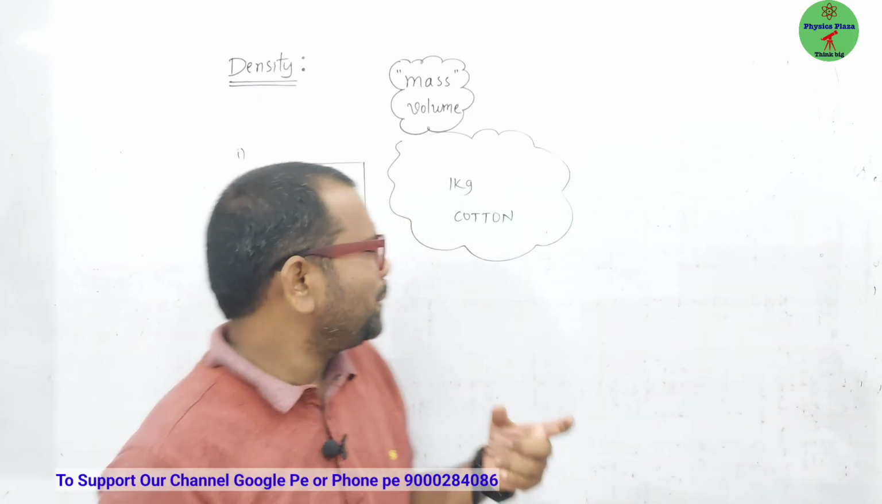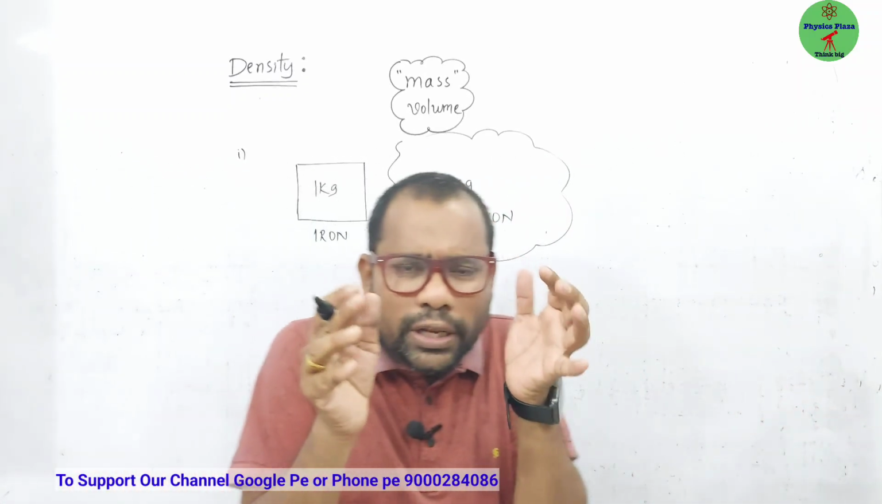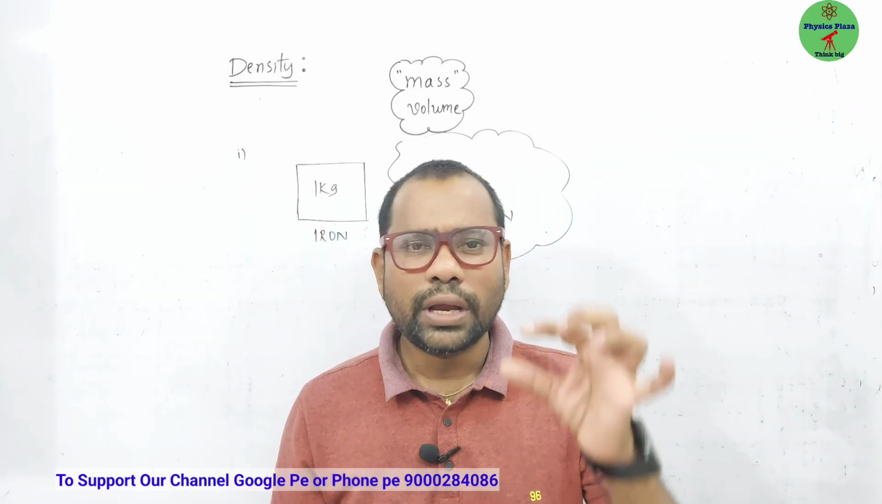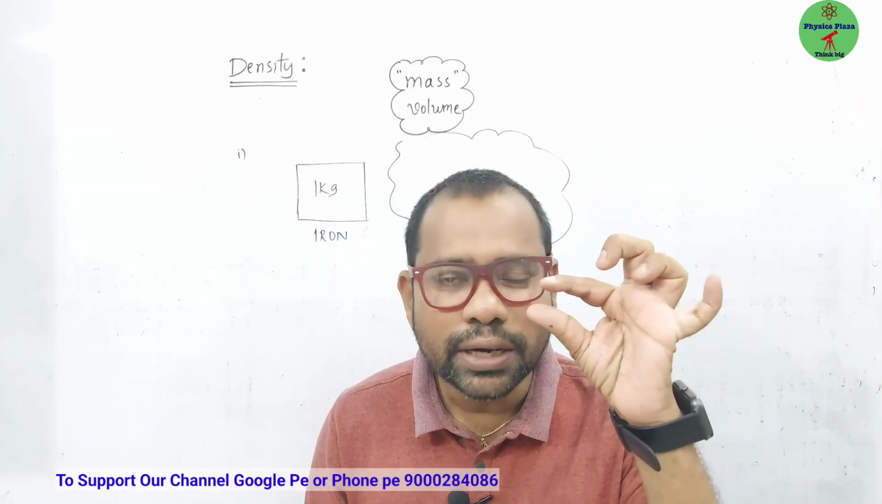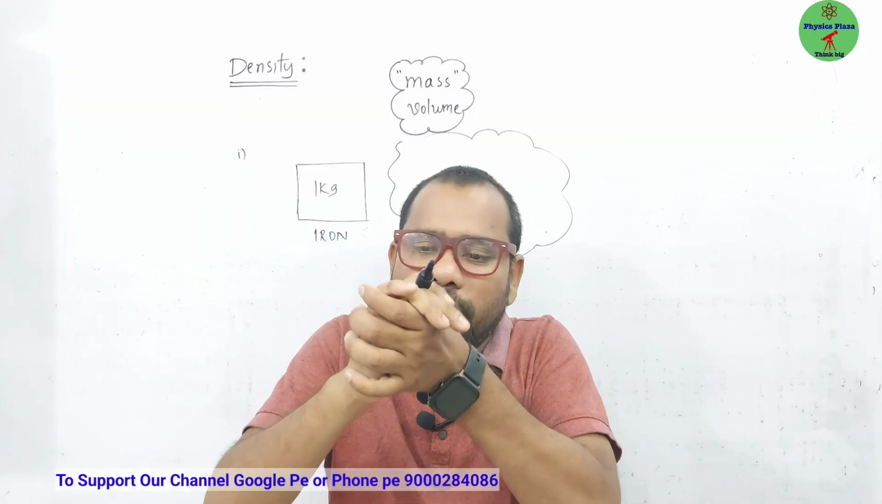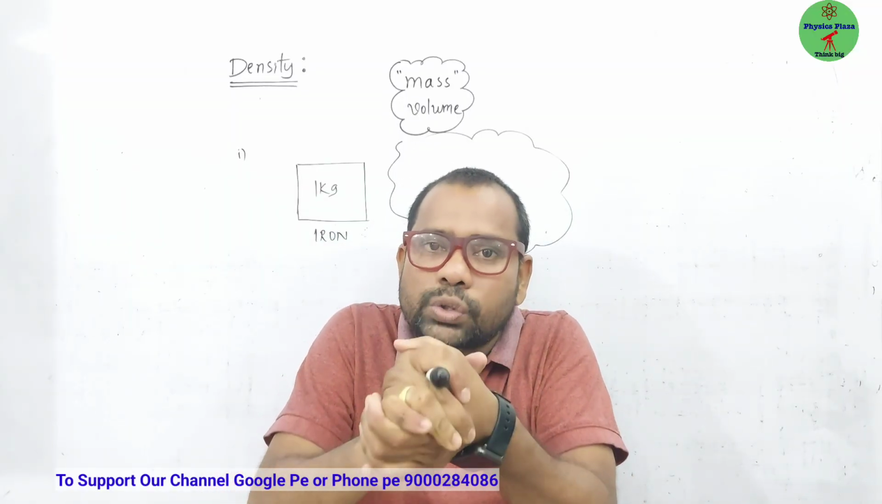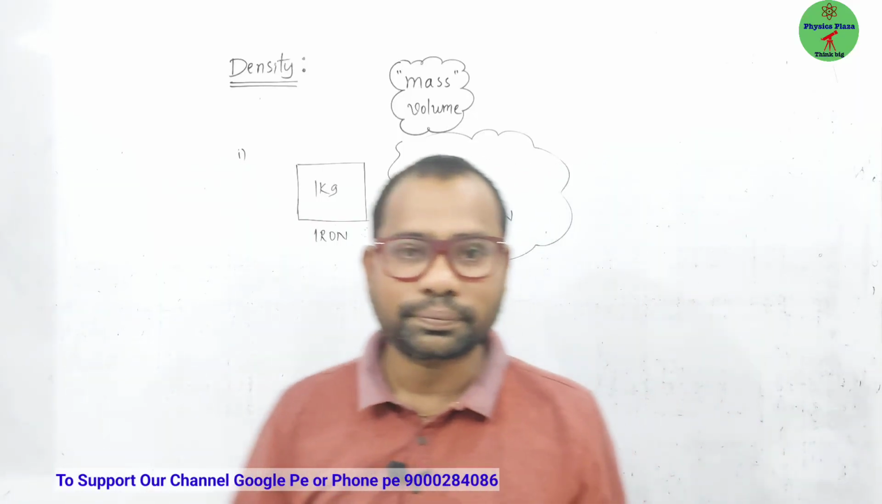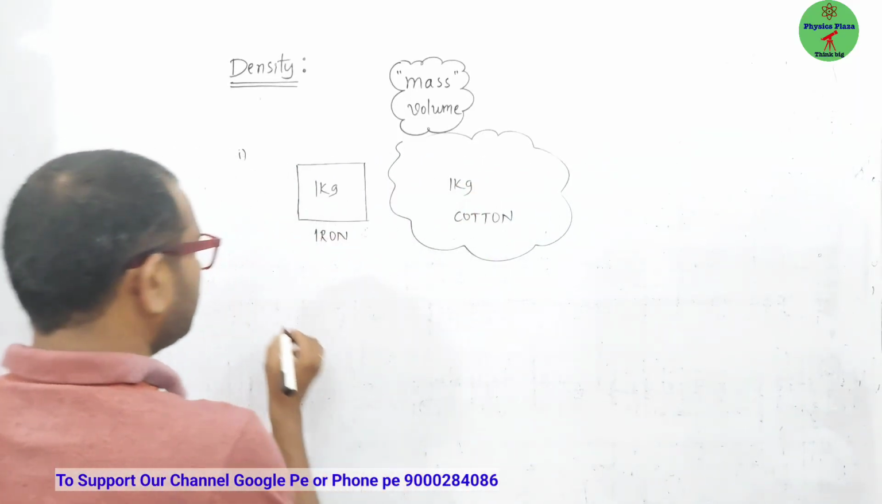Why is that? In iron, the molecules are very close to each other. You can take even a small quantity of iron, and the iron molecules are packed very closely. The intermolecular space is very small in iron compared to cotton. Let us take one more example.